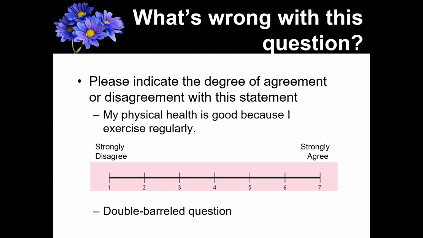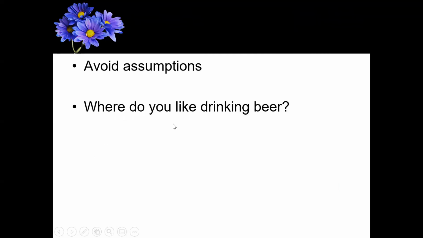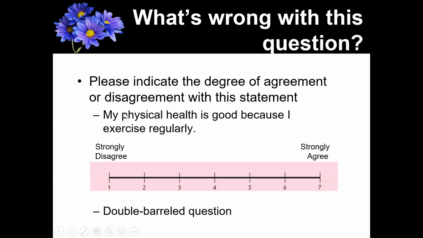Well, it's problematic because it's asking two questions at the same time. Just to clarify, that's a little bit different from making an assumption. Here, you're not asking two questions, but you're asking a question assuming something necessary to answer that question is already true. This is different. This is where you're asking basically two things at the same time. So, my physical health is good. That's one question. And then because I exercise regularly, well, that's kind of a different question, right?